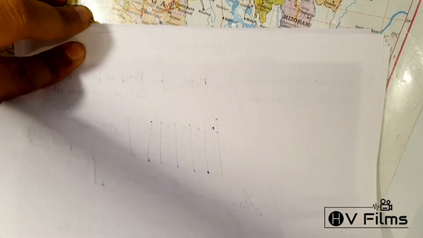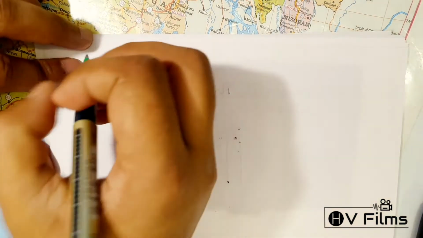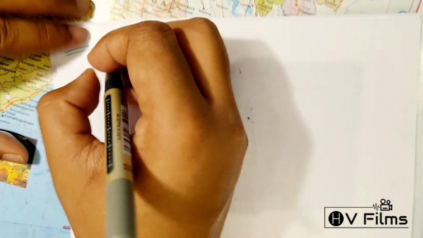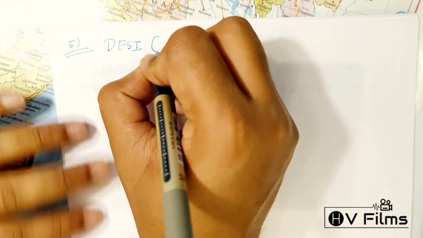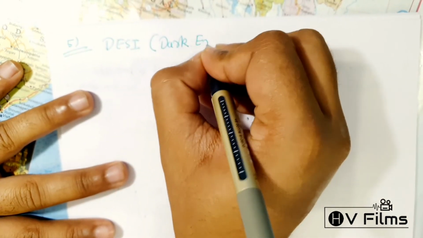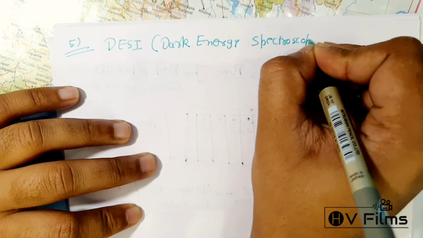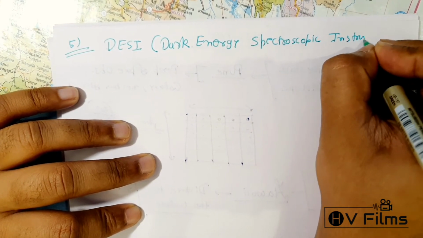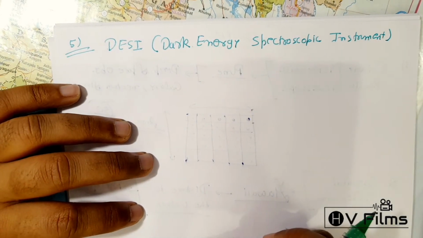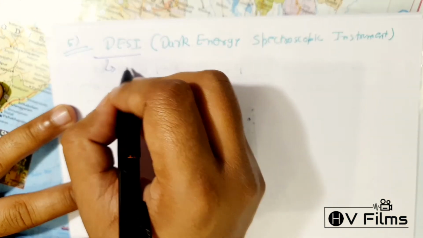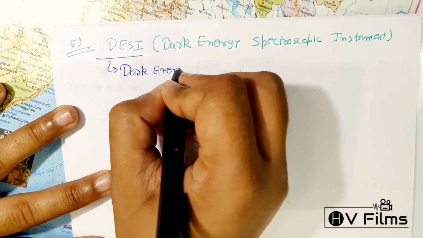The next one on the list is, so wait a second, that was 4th, right? Yeah, so we'll write it here as 5th. It is the Dark Energy Spectroscopic Instrument, which is called DESI. It is designed by the Lawrence Berkeley National Laboratory to explore the mystery of dark energy, because the name itself says dark energy. So basically to explore dark energy. We'll discuss it in the next chapters.